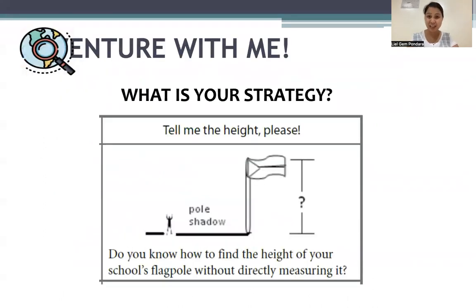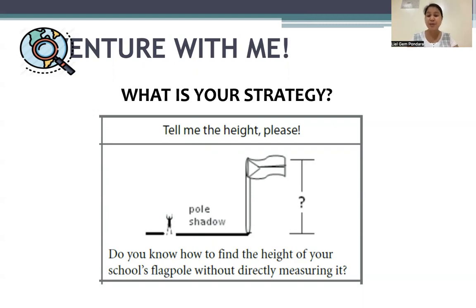And here's your venture activity for today. What is your strategy? Do you know the height of the flagpole without directly measuring it, and just by using your own height and both of your shadows? Now, what is your strategy? Today, we'll talk about similarity of triangles. When do you know that triangles are similar?